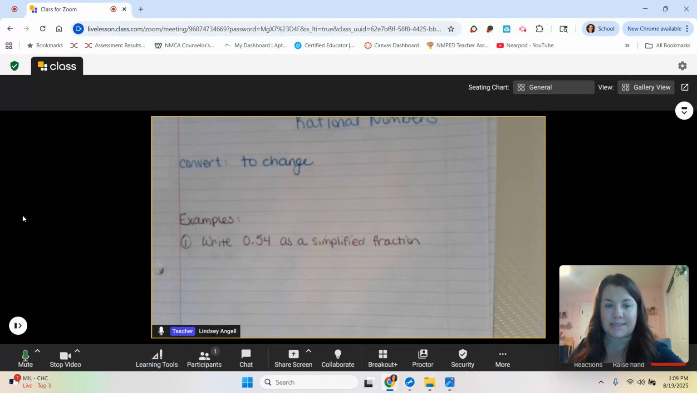Number 1 says write 54 hundredths as a simplified fraction. A lot of times we are tempted to just say 0.54, which is fine, but the technical, actual way to say that number is 54 hundredths. I want you to pay attention to that. How did Miss Angel say that? 54 hundredths.